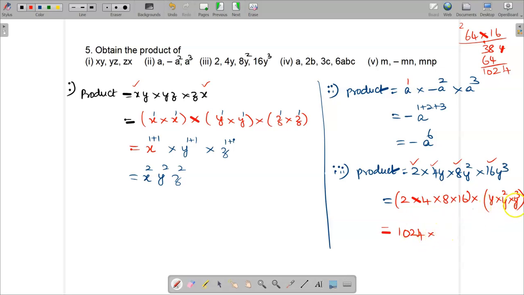Since all the three terms have the same variable y, just add the power. Whenever you don't have any power value, meaning that it is y power 1. So just add the power values 1 plus 2 plus 3. So it is 1024 y, 1 plus 2 plus 3 is 6. 1024 y power 6 is the answer for the third problem.